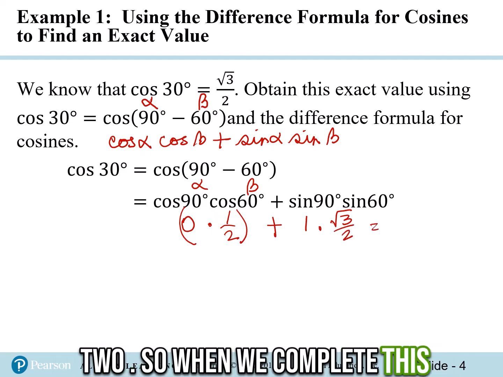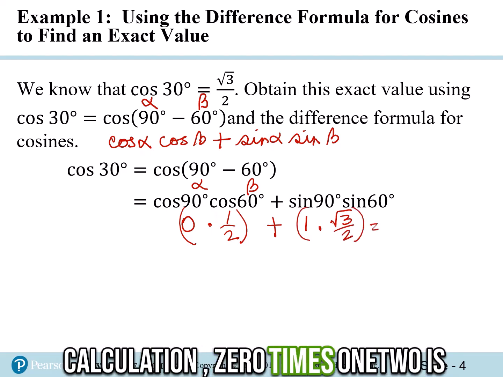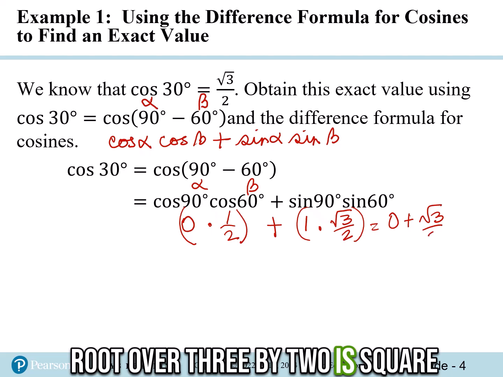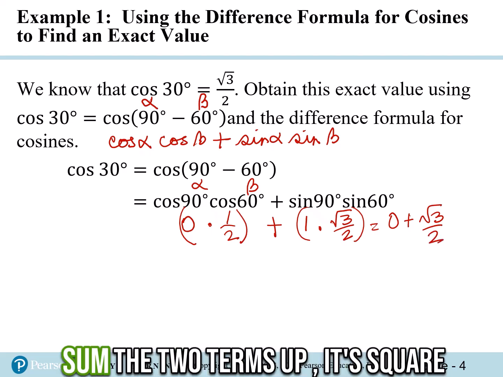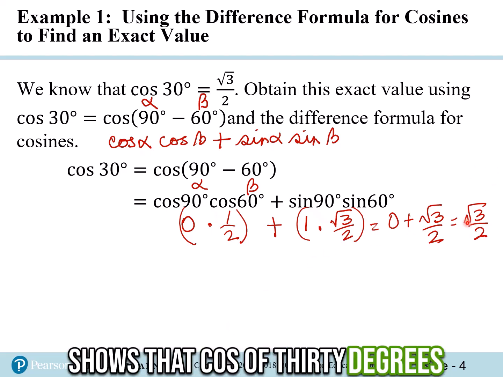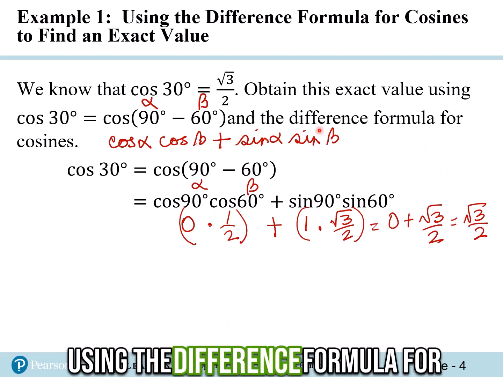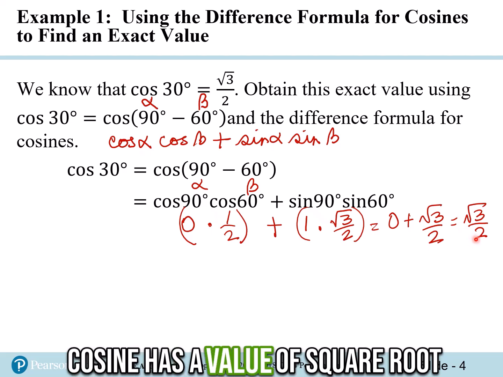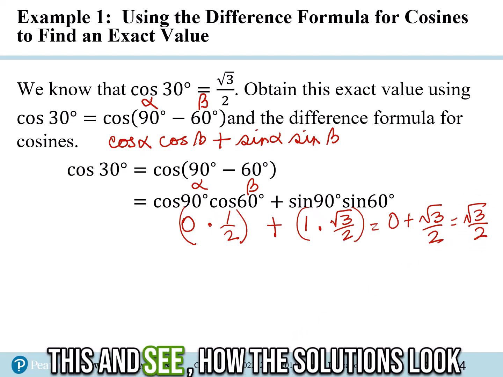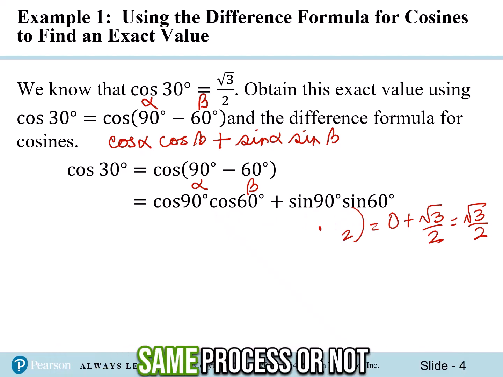So when we complete this calculation, 0 times 1/2 is 0, and then 1 times square root of 3 by 2 is square root of 3 by 2. When we sum the two terms up, it's square root of 3 by 2. That shows that cos of 30 degrees using the difference formula for cosine has a value of square root of 3 by 2. So let's erase this and see how the solutions look, whether they've followed the same process or not.